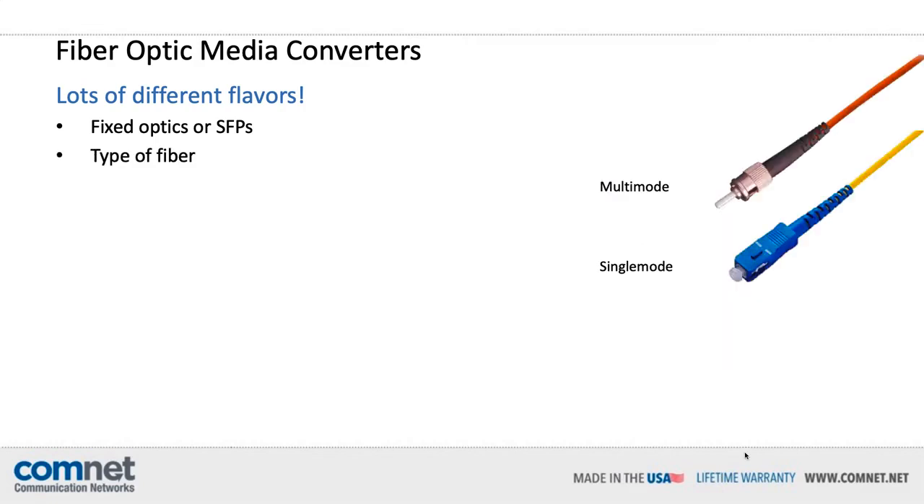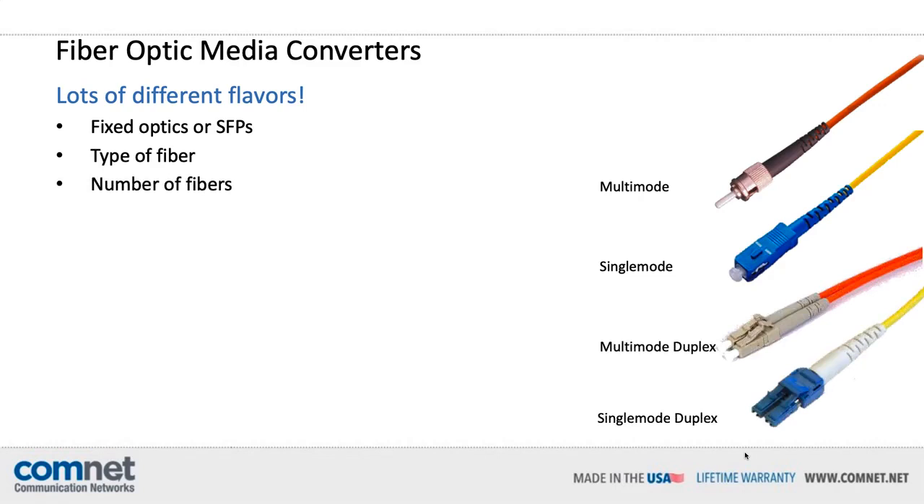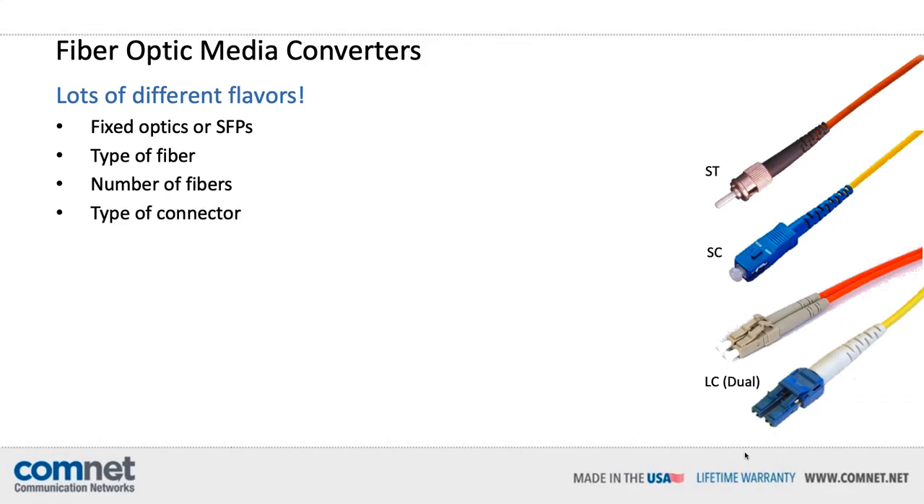Next, figure out what type of fiber will be used. There is multi-mode or single mode. Then figure out whether it will use one or two fibers to make the link. Many systems use two fibers so that you send data one way on the first fiber and then the opposite direction on the second fiber. Also related to the physical cable that will be used is the type of connector on that fiber. There are ST, SC, and LC connectors, and here we have it shown as a dual LC connector for that duplex fiber.